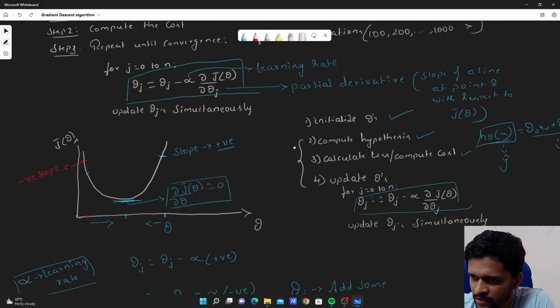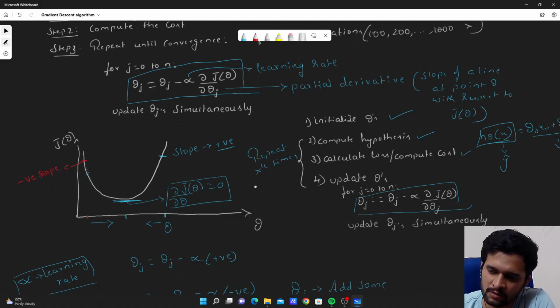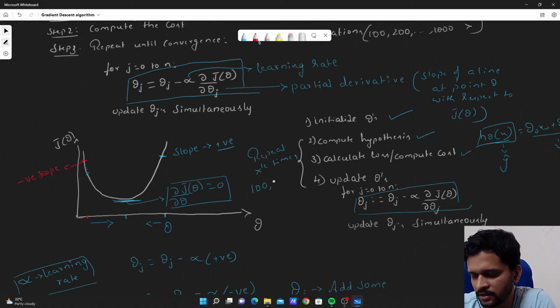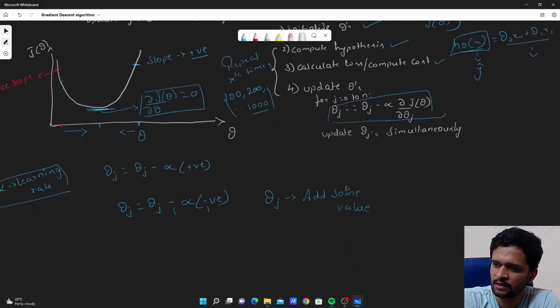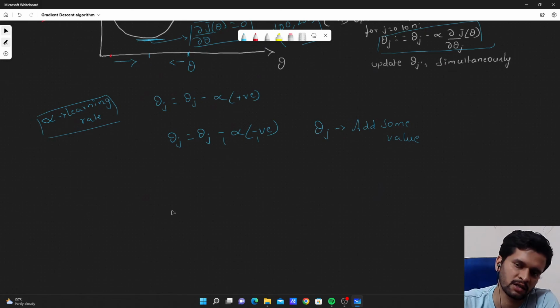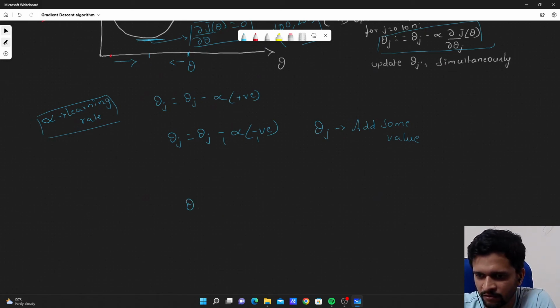In order to repeat the steps, you have to repeat step number 2, step number 3, step number 4 multiple times. How many times? We never know exactly how many times we need to repeat. So it's suggested to try 100 iterations, 200 iterations. You can even go up to 1000 iterations to find the optimum values for thetas. Once the cost is not going down further, at that point you can stop the gradient descent algorithm and take the last updated value of thetas.